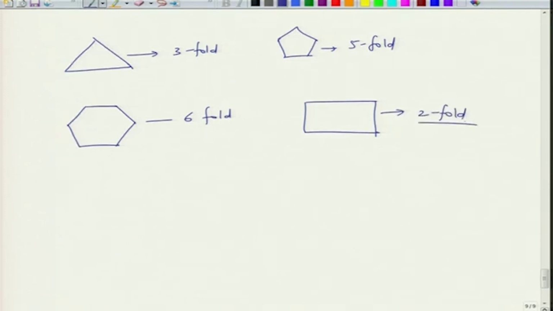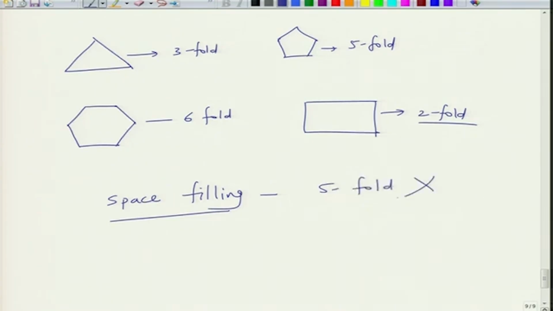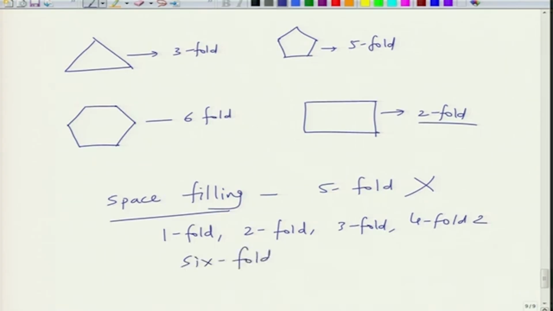From the perspective of space filling without any gaps, 5-fold is not possible. So the only possible symmetries are 1-fold, 2-fold, 3-fold, 4-fold and 6-fold. And you can try this on various objects of different shapes and see which symmetries they follow.